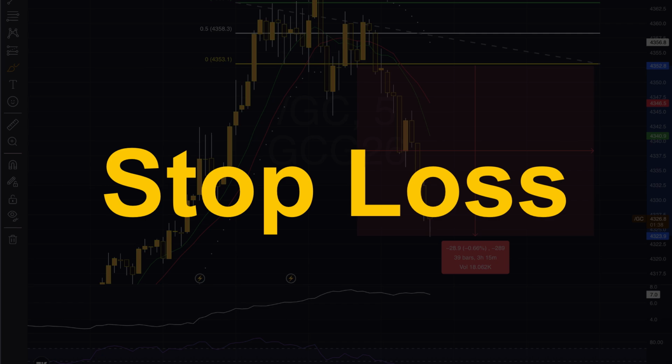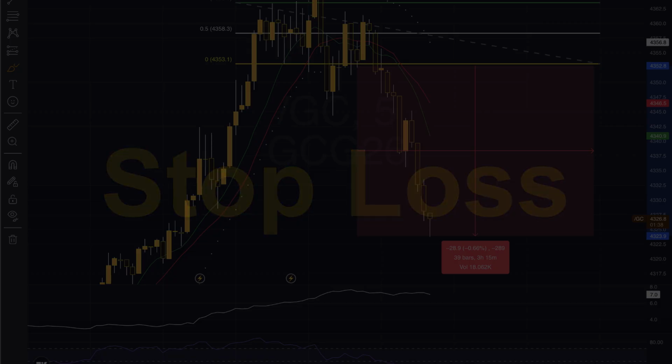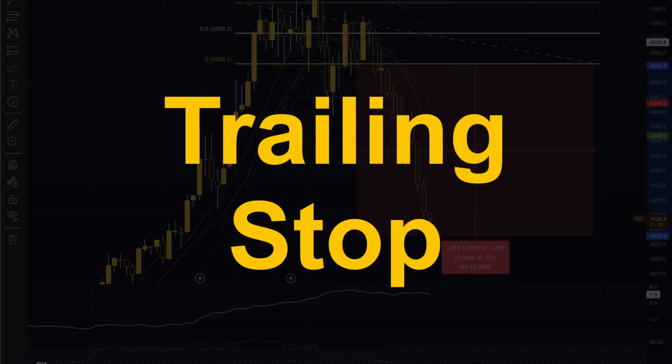Stop loss. This is your emergency brake that gets you out of a trade if it goes against you. I use a 20 tick stop to make sure one bad trade doesn't blow the whole account. Trailing stop. This is a stop loss that follows the price as it moves in your favor. It trails behind the candlestick to lock in profits as you go.